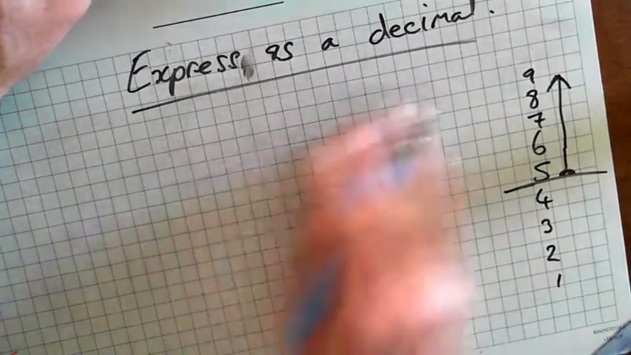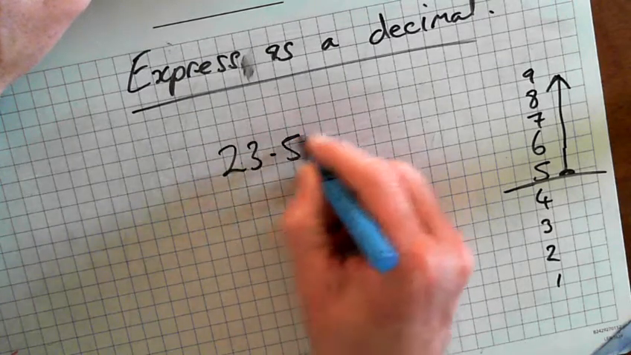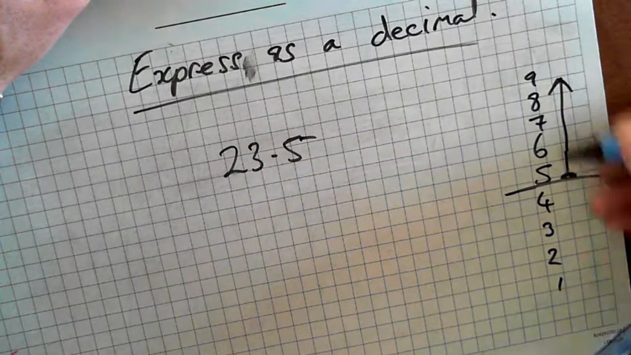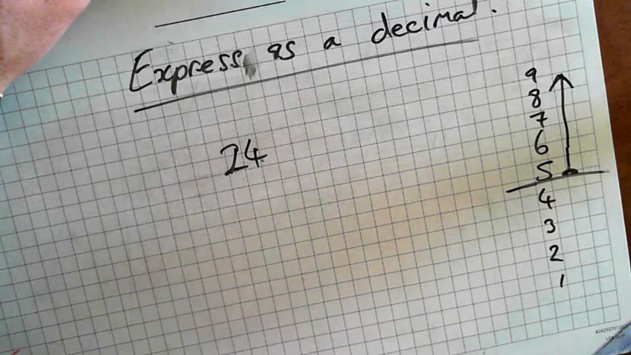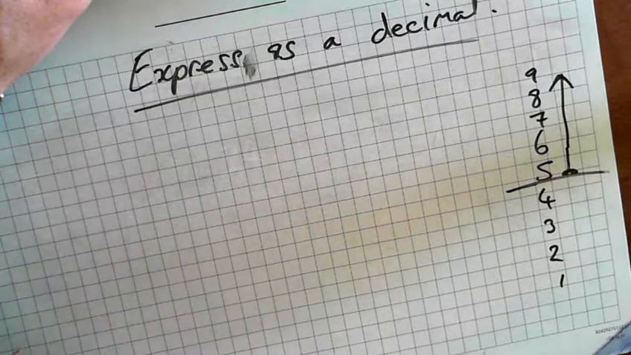Another example. John, what's 23.5? Round it up or down? Up. 24. 24.0. That's it. Alright, another example.